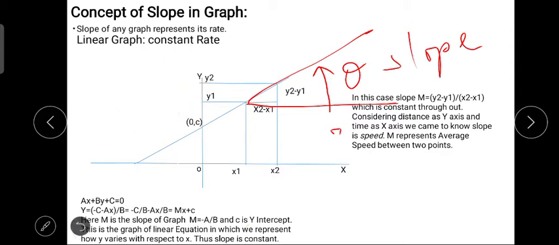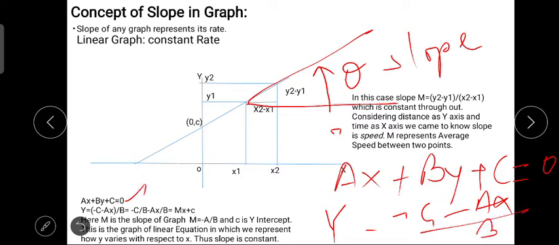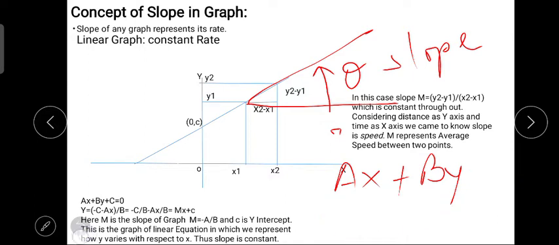Again, ax plus by plus c equals 0, this is the linear equation which you will study in mathematics. If I want to make y the subject, y will become minus c minus ax upon b, taking the terms from the left hand side to the right hand side. This can be written in different ways. Here m is the slope of the graph, m is equal to minus a by b, and c is the intercept.